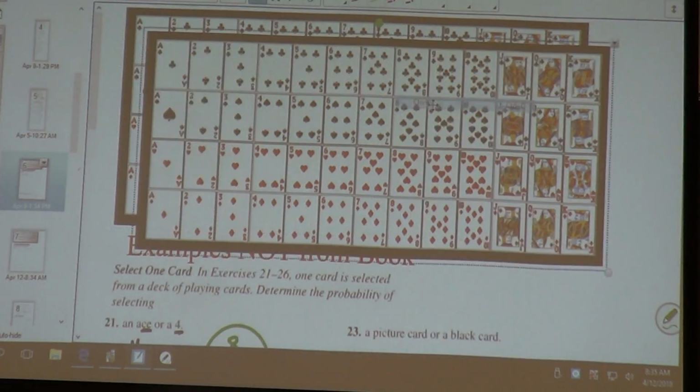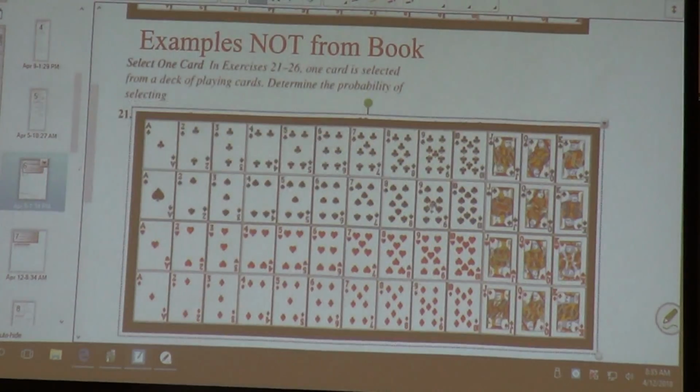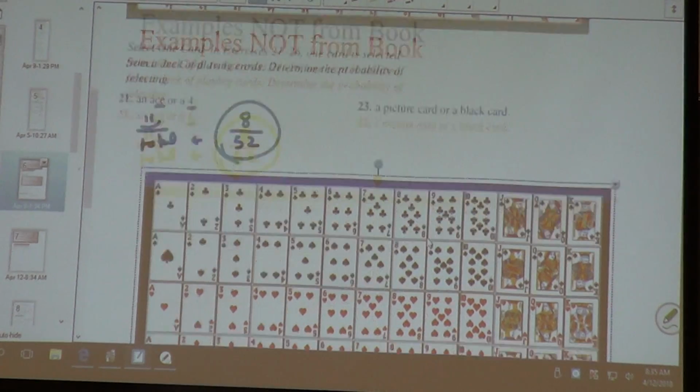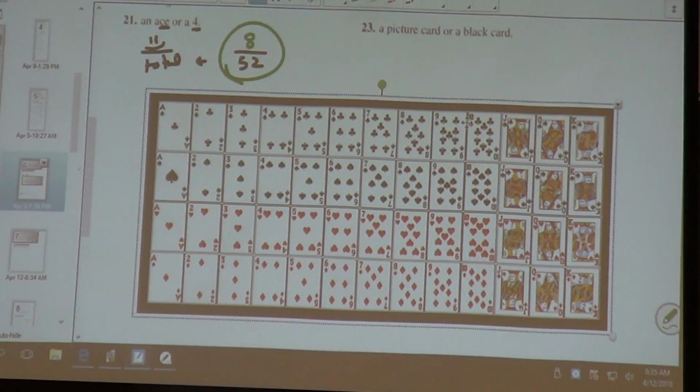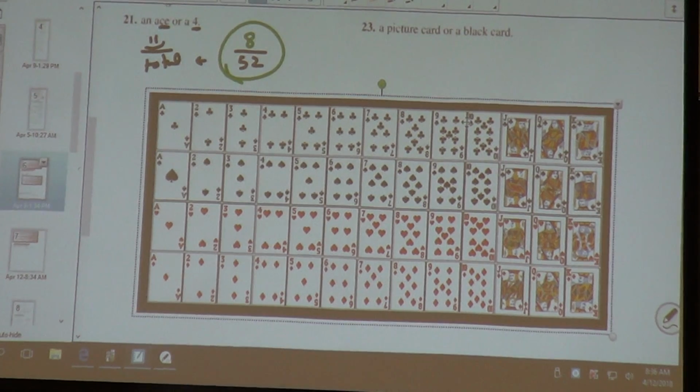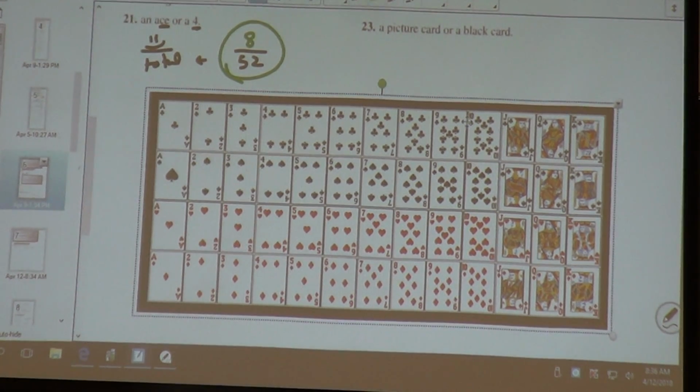Now, the next one's a little bit harder. I'm going to move this one down. The next one says, what is the probability of a picture card or a black card? What is a picture? A card with a picture on it. A picture card, also known as a face card, or a black card.